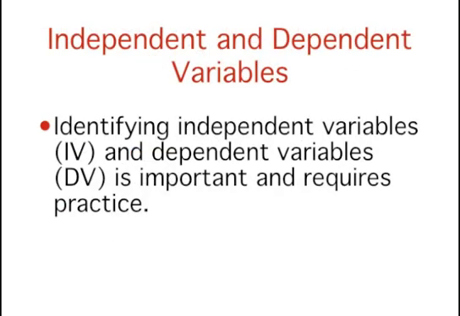Identifying independent and dependent variables is one of the first tasks of a researcher, and initially many students find this task difficult. The easiest way to improve your ability to identify these variables is to practice, practice, practice. You will now get a chance for some practice.